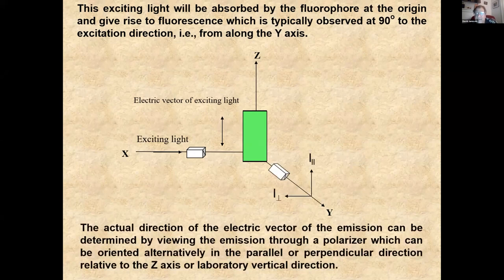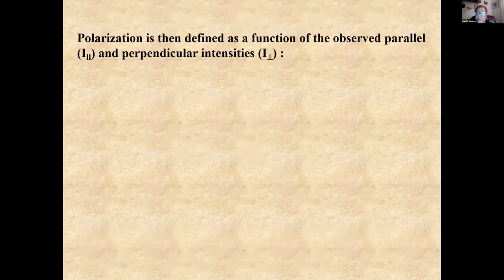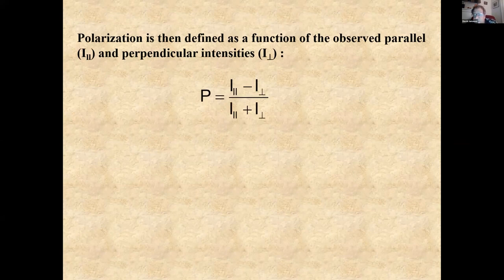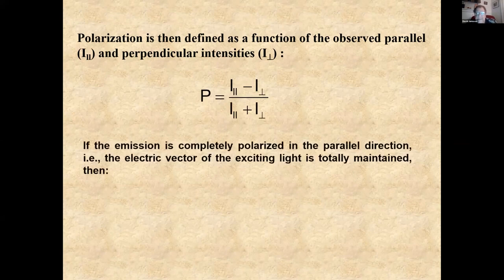And to measure the polarization, we look then along the direction 90 degrees to the excitation, and we have a polarizer we can rotate, and we can look at the intensity parallel and the intensity perpendicular of the emission. And then polarization is defined as the intensity parallel minus the perpendicular over the sum of those intensities. So in theory, then, if it's completely polarized in the parallel direction, you would say that polarization could be 1, which, let me tell you, can happen in a crystal, but will never happen in solution.